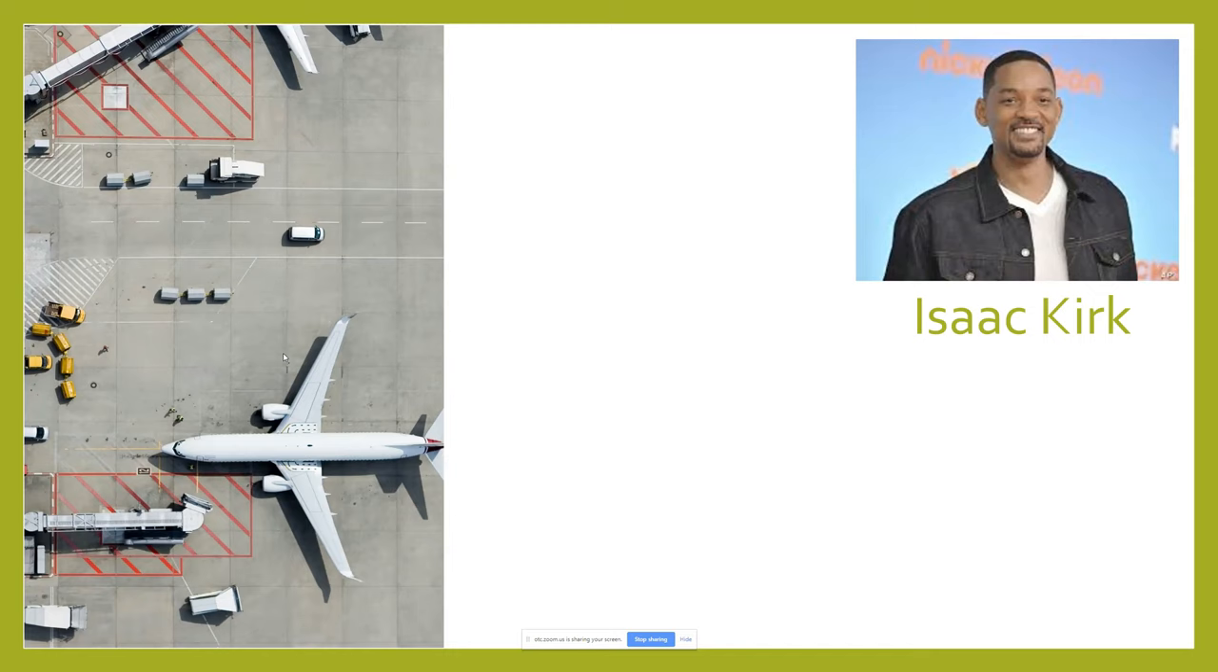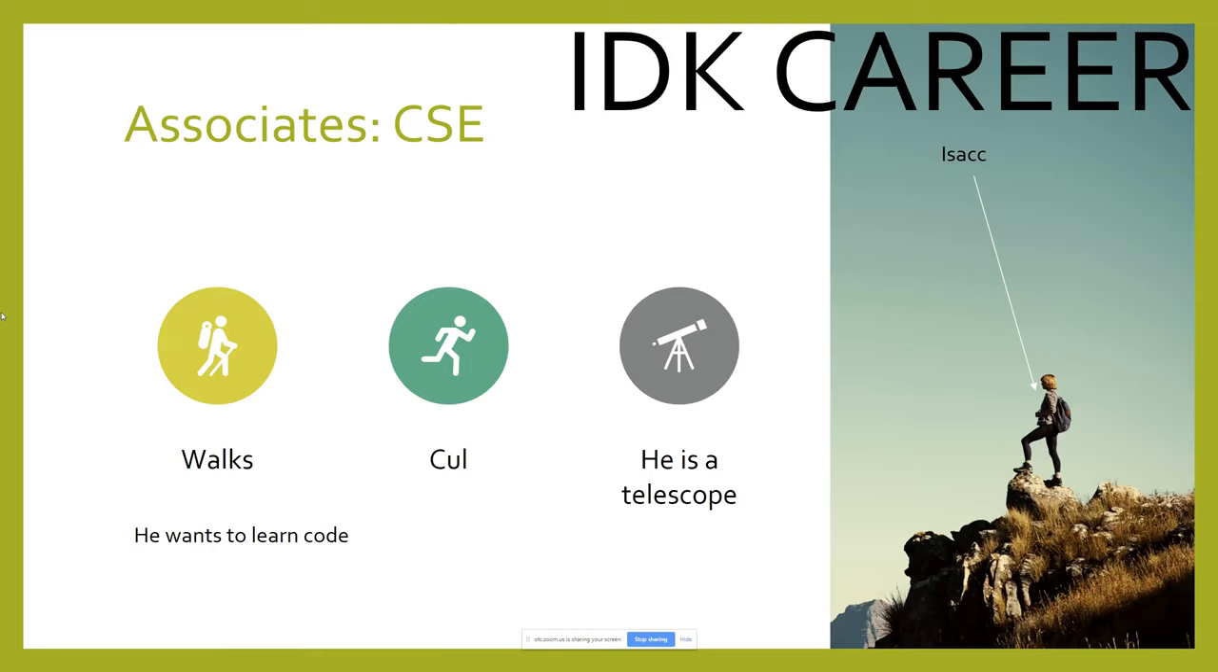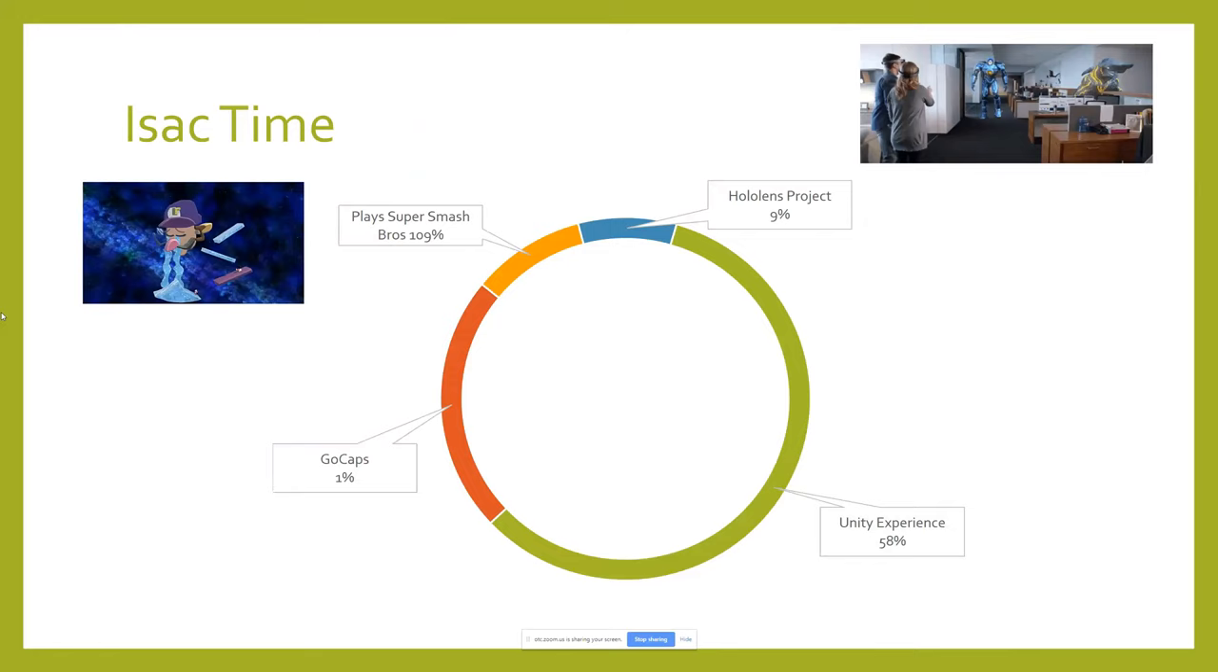All right, so this is Isaac. He used to walk. He was with us. And he said he doesn't know his career plan. He wants an associate's of computer science. And he wants to learn code. And Isaac has his time spent mostly on super pros. He's also worked on a following project in Go apps. And he has a lot of experience. Give him a hand. Yay.